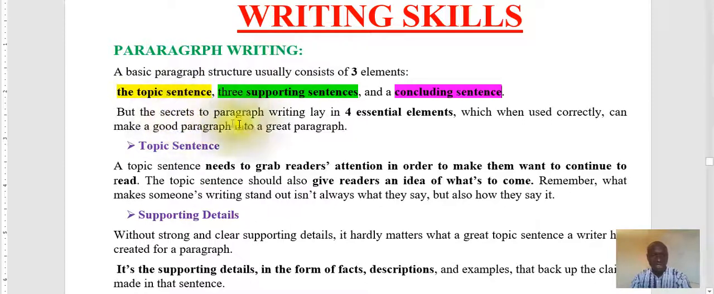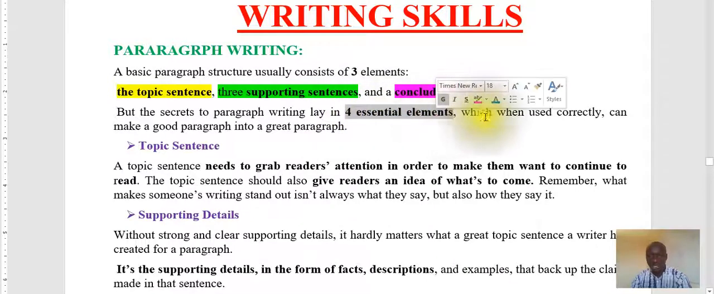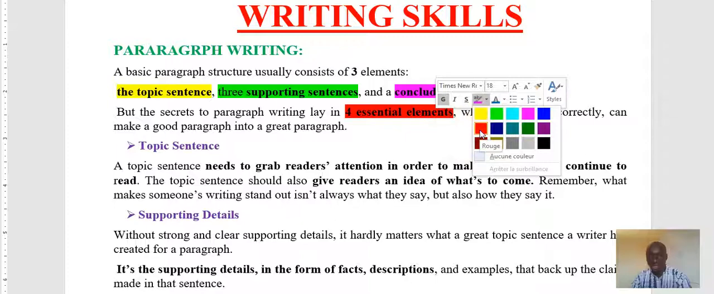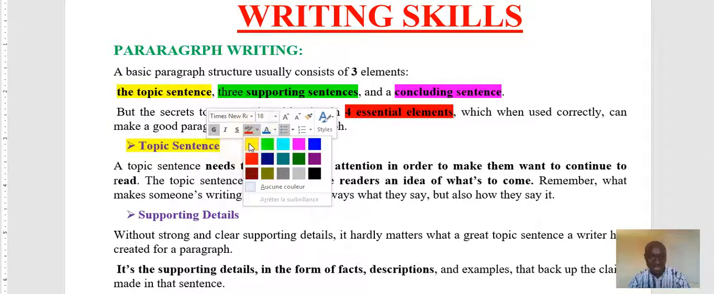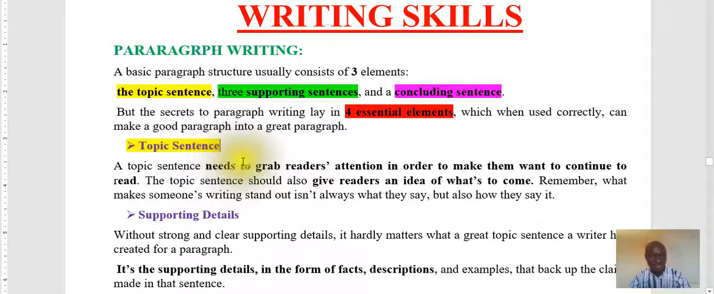But the secrets to paragraph writing lie in four essentials, which when used correctly can make a good paragraph into a great paragraph. If you want to write a great paragraph, you have to respect what we are going to say now. So let's get to the topic sentence. This is very important.